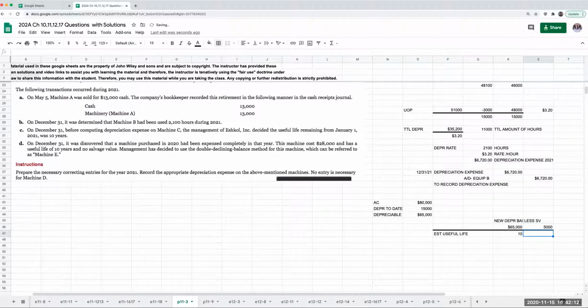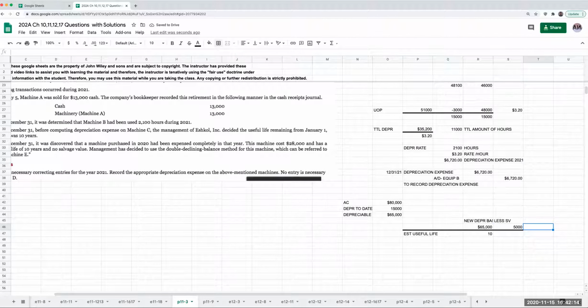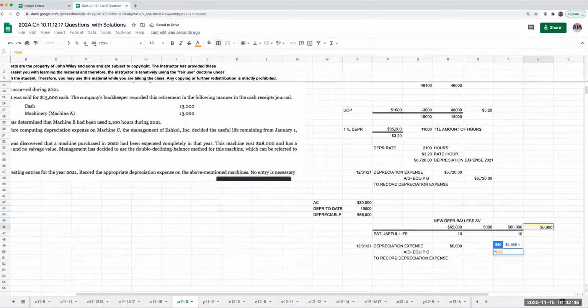Okay, so the amount I'm going to be depreciating each year is going to be 60,000 divided by 10, or simply $6,000. So the journal entry for letter C is going to be exactly what it was for letter B. So we'll say debit depreciation expense, credit accumulated depreciation, equipment C, for 6,000. Okay, so that's letter C.